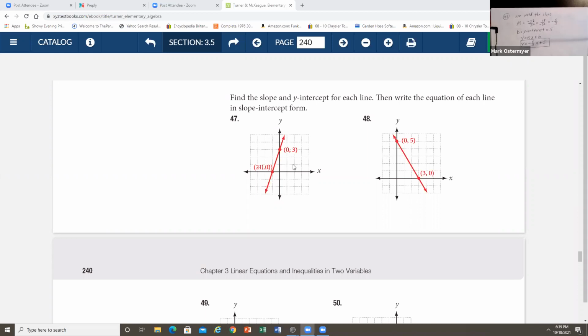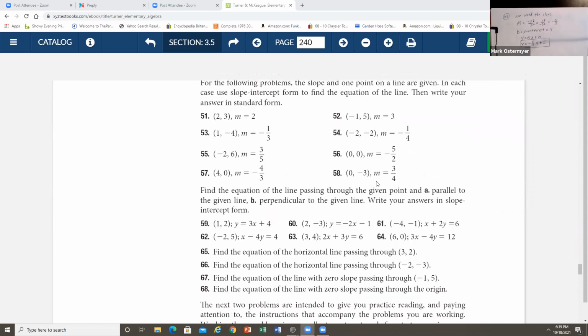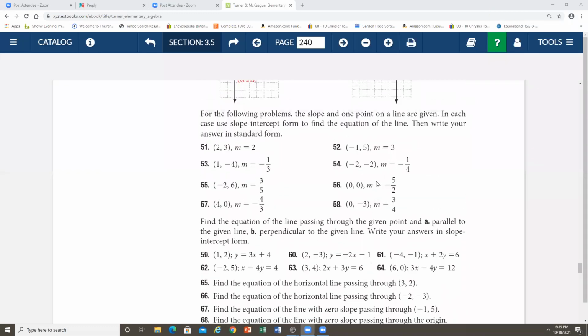The y-intercept would be 3, right? And the x-intercept is what? -1? All right, now down here.